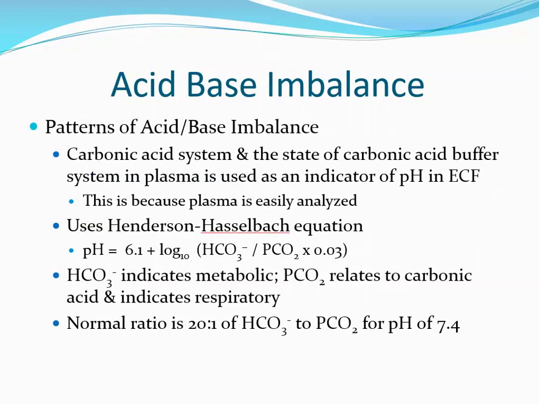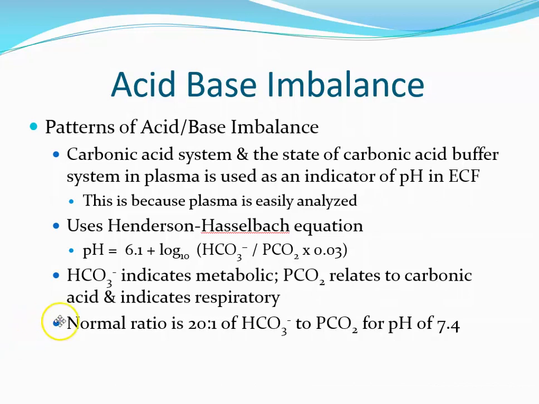Now we're going to look at the patterns of acid-base imbalances. The carbonic acid system and the state of the carbonic acid buffer system in the plasma is used as an indicator of the pH of the ECF. Again, this is because the plasma is easily analyzed. Most common way of analyzing the plasma is to use the Henderson-Hasselbalch equation, which is shown here. Please relax. I will never ask you to solve this equation.